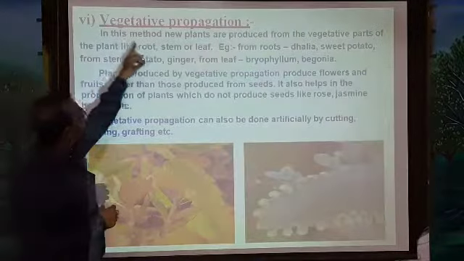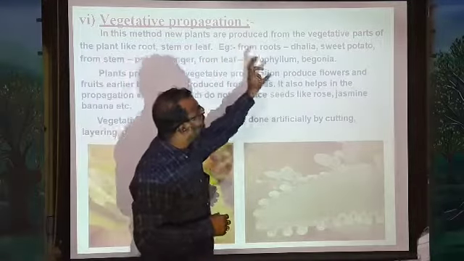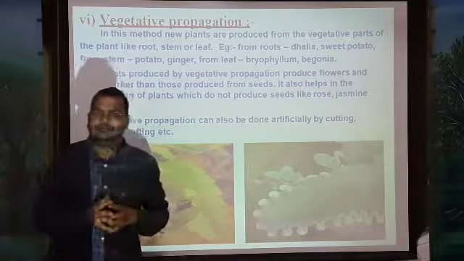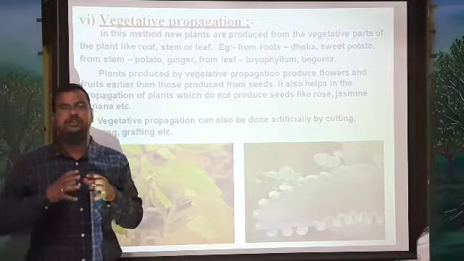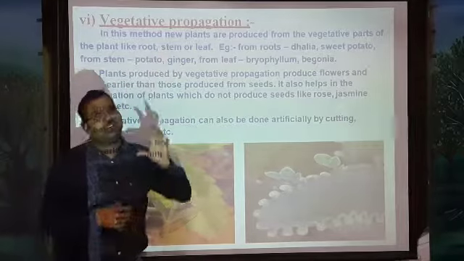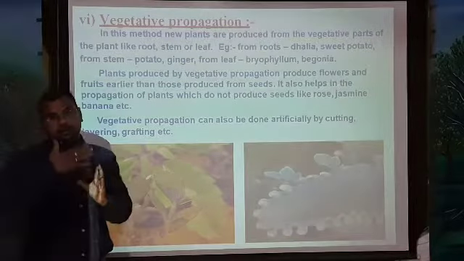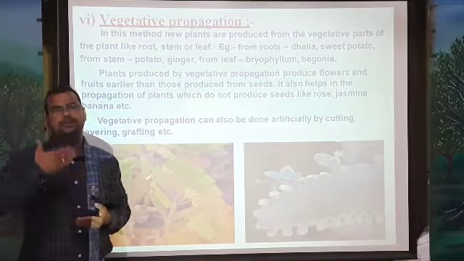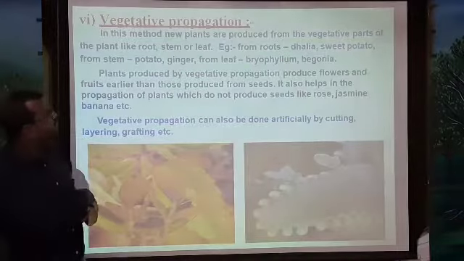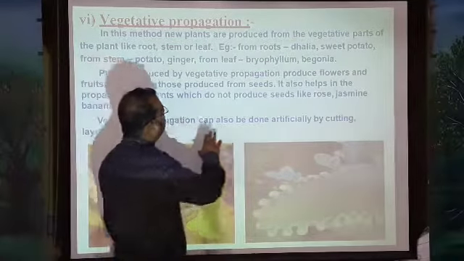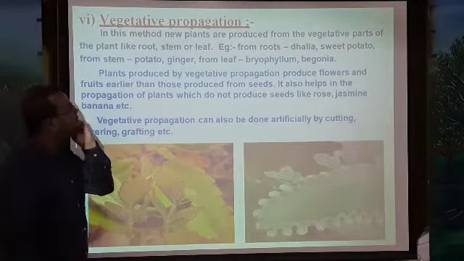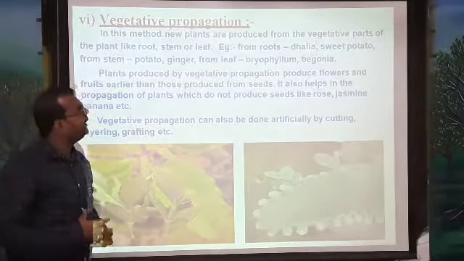In this method, new plants are produced from the vegetative parts of a plant like root, stem or leaf. Root, stem and leaf are considered vegetative parts of the plant body. Those vegetative parts are going to produce a new individual. This is called vegetative propagation. Examples from the roots are dahlia and sweet potato. From dahlia and sweet potato we can grow one more plant.